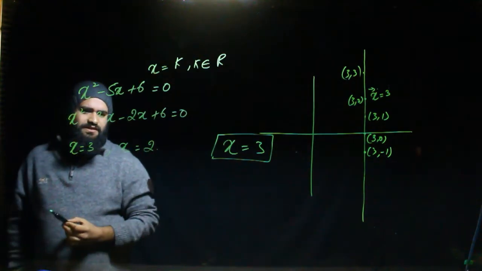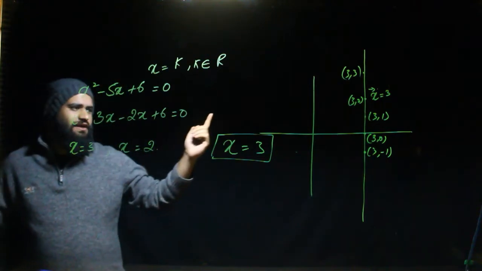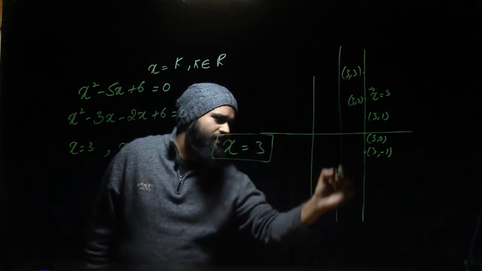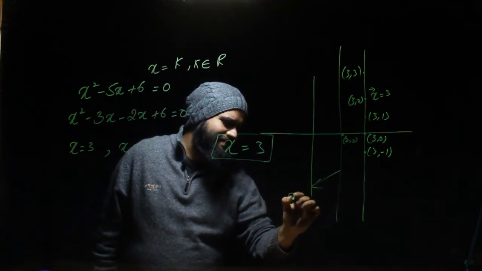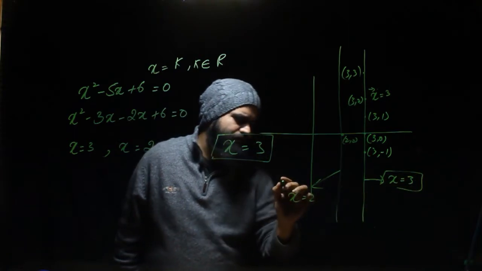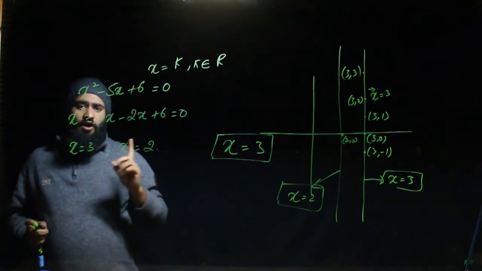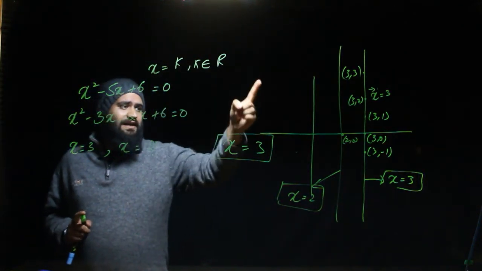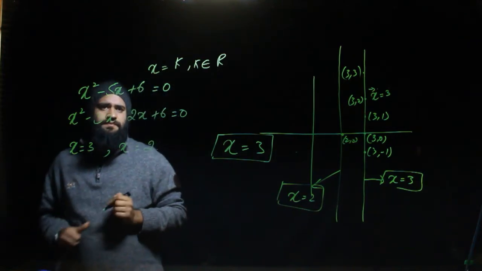So x is equal to 3 and x is equal to 2 represents two straight lines that will pass through one coordinate, that is 3, 0, and another will be this 2, 0. So this line is x is equal to 2, this line is x is equal to 3. So a quadratic equation always represents two straight lines that are parallel to y axis. It depends upon the discriminant.